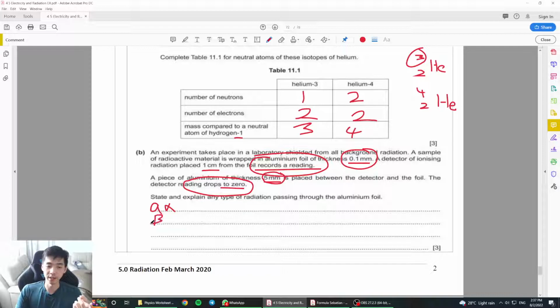I know there's no alpha particles. I know for a fact that there's definitely beta particles. Why? Because when I put 5 mm of aluminium, the reading drops straight away to 0. And I know there's no gamma, because even with 5 mm of aluminium, the gamma rays would have penetrated straight through. So I know for a fact that alpha and gamma are not present, only beta is. So how am I going to state and explain? It's going to be something along the lines.